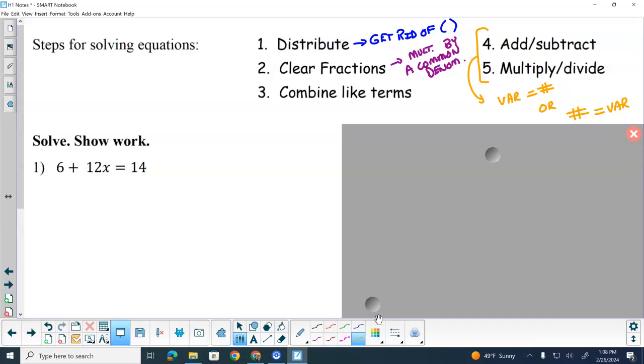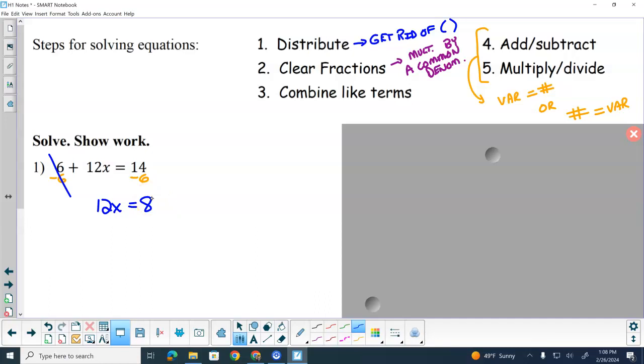Step number 4, add or subtract. What are we going to do? Subtract 6 from both sides. If I do that, what's left over on the left side? Those go away, so I'm left with 12x. What's left over on the other side? 8. Do I need to add or subtract anything else? No, so we're good there.